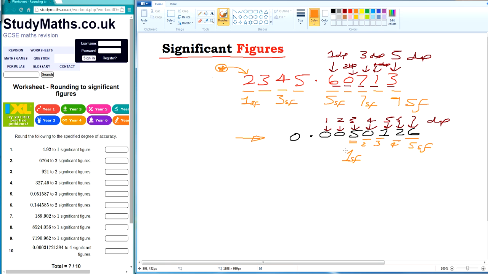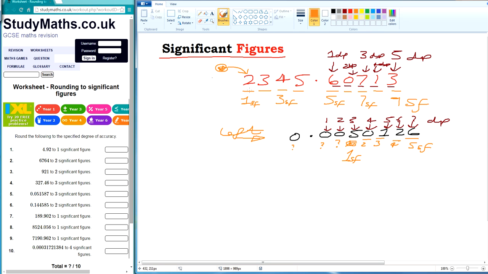Now you might be thinking, well, you said the first non-zero digit is a significant figure, but we've got a 0 in the number. Once the number has started, any zeros inside the number are significant. It's your first non-zero digit from the left-hand side. So we're starting from the left-hand side and checking: is it significant? No. Is that significant? No. Is that significant? No. Yes, that is significant. So your first significant figure is the 5.